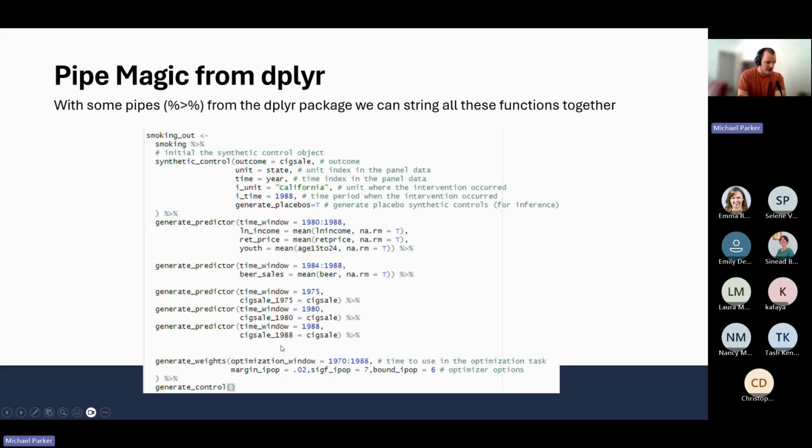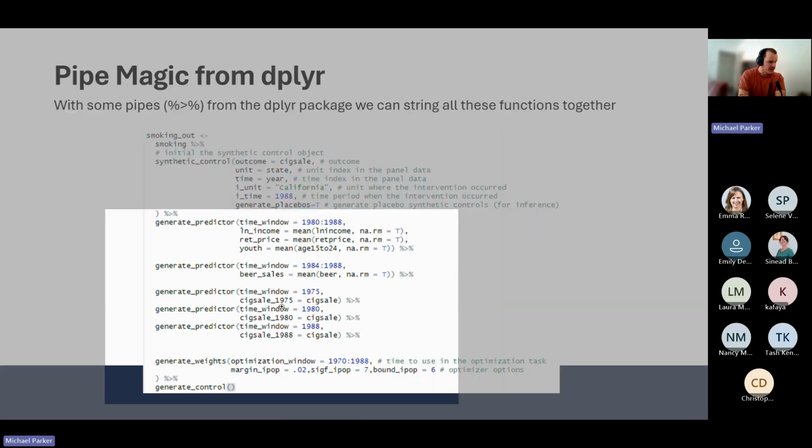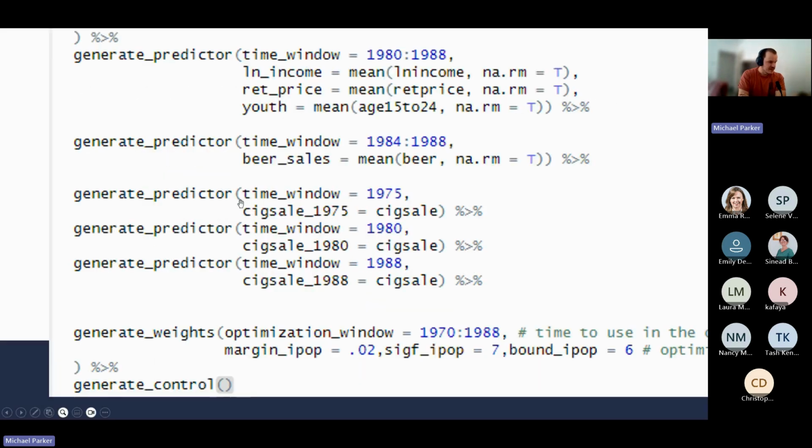The only addition that I would state here, and I think this is an interesting thing that tripped me up for quite a little while, is here. As you see in this generate predictors, they've utilized the outcome to help in the prediction. So they used cigarette sales in 1975, 1980, and 1988. So the year of the intervention. And this person who wrote this package is one of the leading authors.